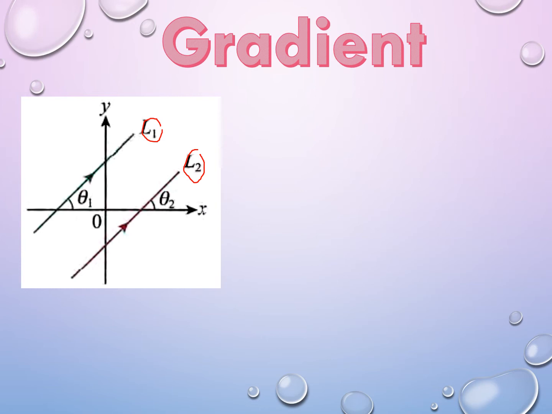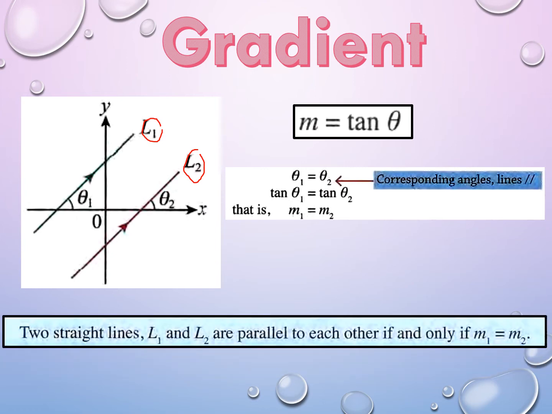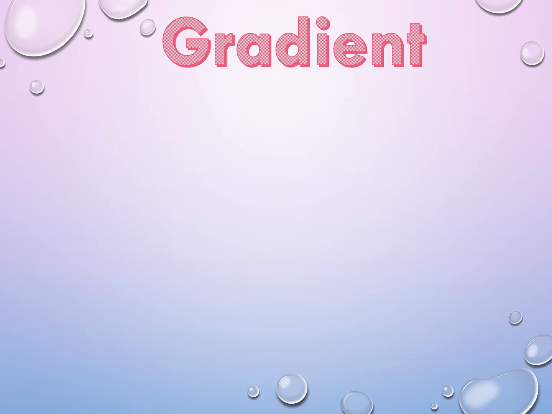Based on this understanding and logic, the gradient is tangent theta. Since the theta is the same, the tangent value will be the same. So when you have two lines where the gradient is the same, it means the lines are parallel. You have to understand this, as we use it often to solve problems: M1 equals M2 when the lines are parallel. Let us see the next one.